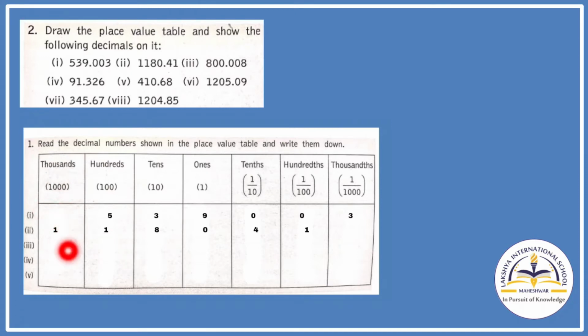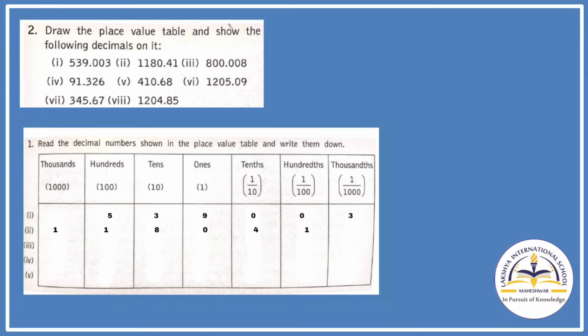Now 1180, so 1180. Now 41 after the decimal, so that will come up in the tenth and hundredth. Now for the next, what will be the answer? 800, so 800008. This will be the answer.